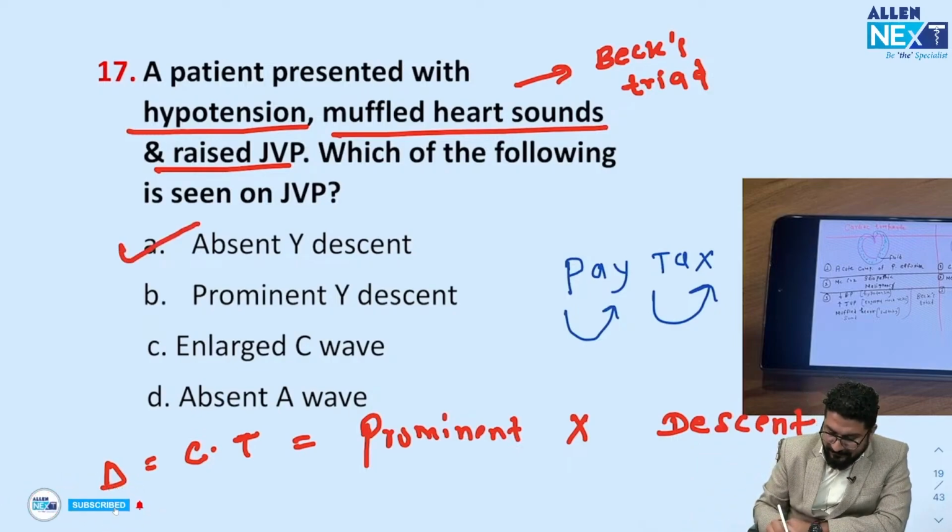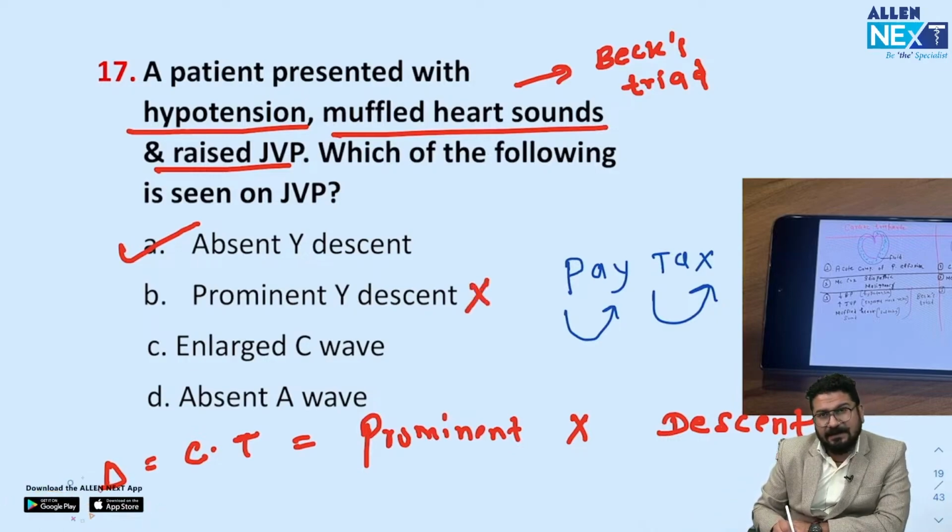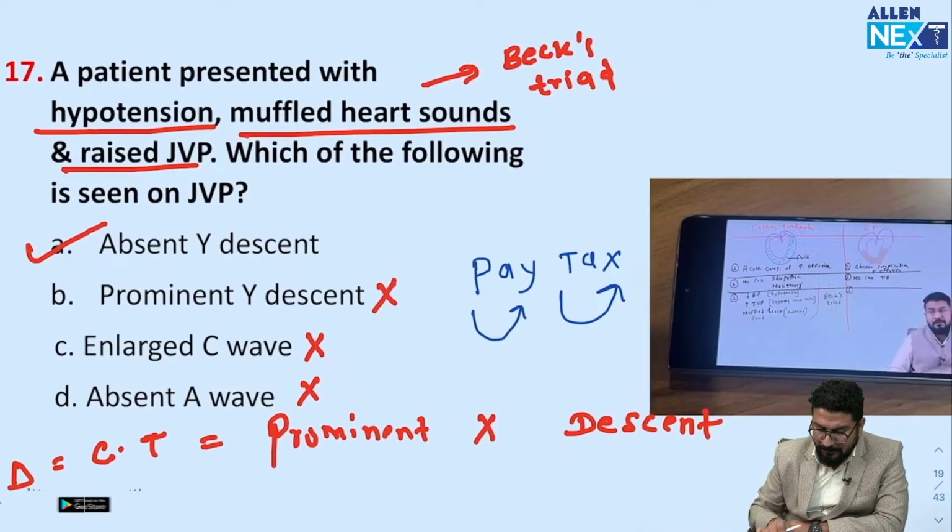Is it clear? Prominent Y you will see in constrictive pericarditis. And large C wave, you can see in multiple defects. Absent A wave, you will see in a patient with atrial fibrillation. So these are ruled out options.